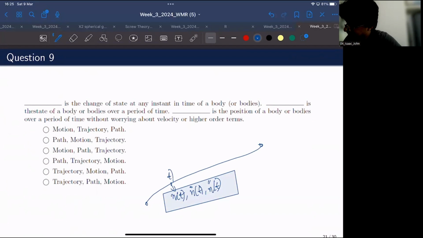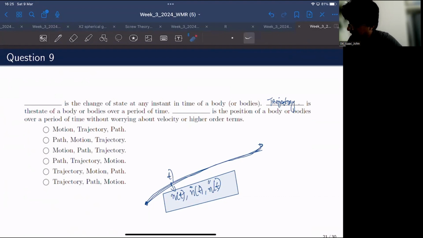So that makes this definition that of trajectory, because in trajectory we cannot neglect the dependence of position, velocity, and acceleration. So that makes it trajectory. And the dash is the position of the body or bodies over a period of time without worrying about velocity or higher order terms. So we still need to predict, or we still are concerned about the position of the body over a period of time.